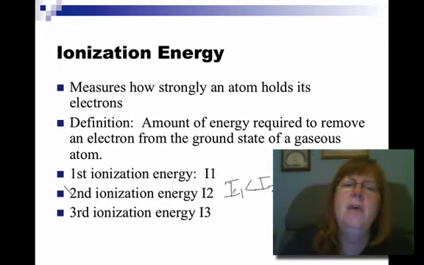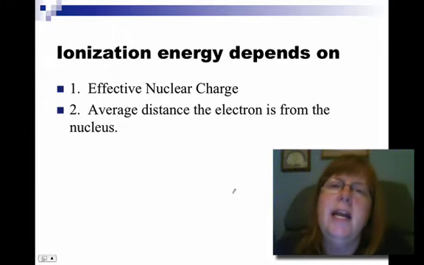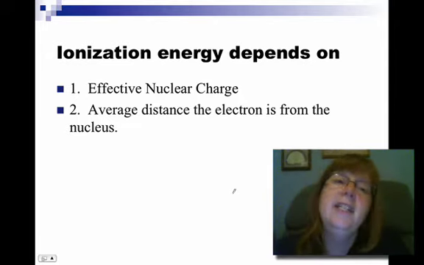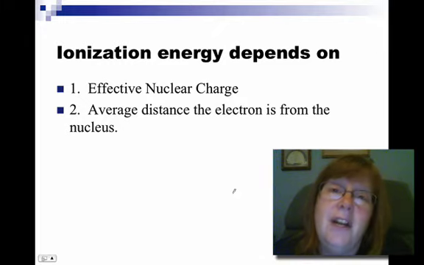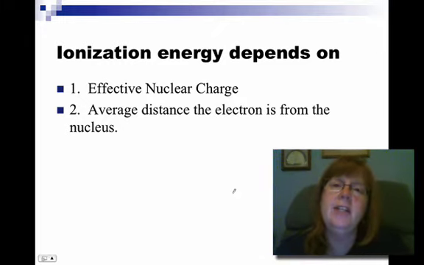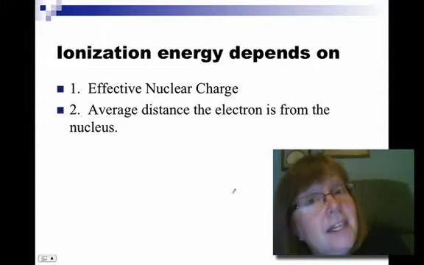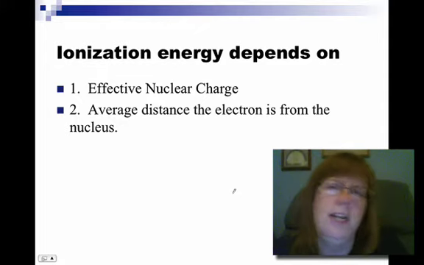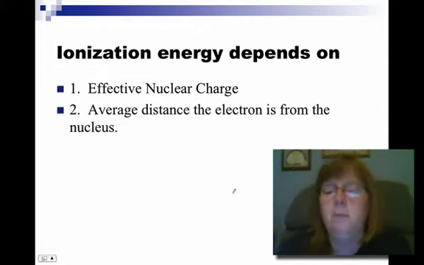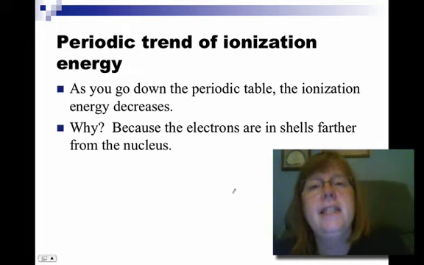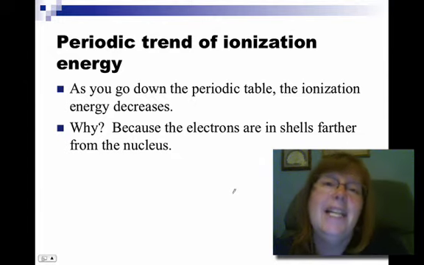All right. But now what about ionization energy in terms of the periodic trend? Well, it is going to depend on that effective nuclear charge. That's how tightly the electrons are being held. It's also going to depend on how far away the electron is from the nucleus. You can imagine if the electron is farther away from that positive nucleus, it's going to be easier to take away. So we wouldn't need as much energy to take it away. Ionization energy would be lower. So as you go down the periodic table, the ionization energy decreases, and that's because the electrons are just farther away from that nucleus.